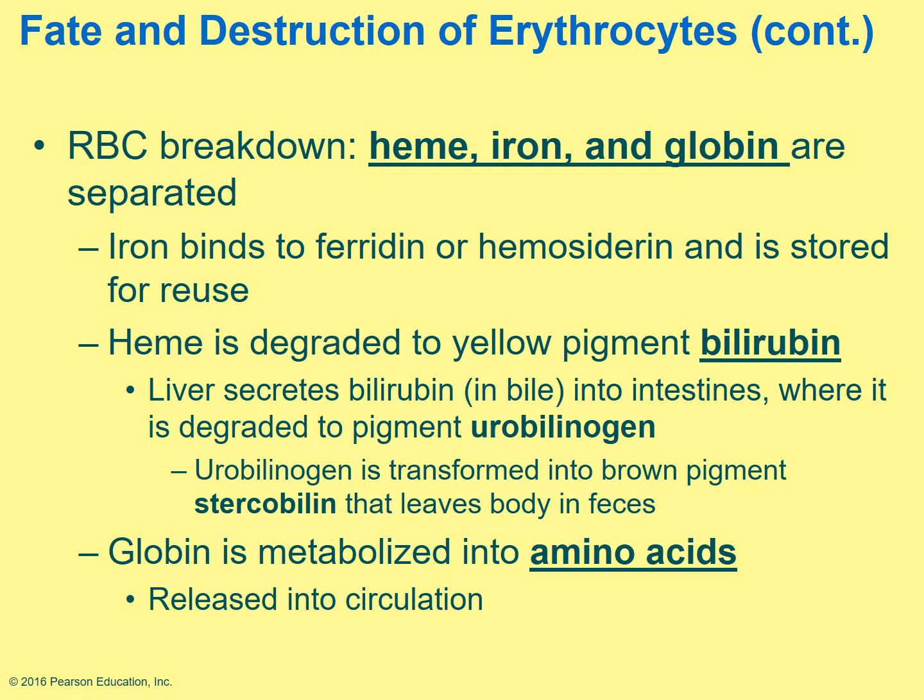The heme is going to be broken down to a yellow pigment called bilirubin. The liver is going to secrete the bilirubin with the bile into the intestines. It's going to be broken down, and it leaves your body as a waste product. Globulin is going to be broken down into amino acids that then can be reused.